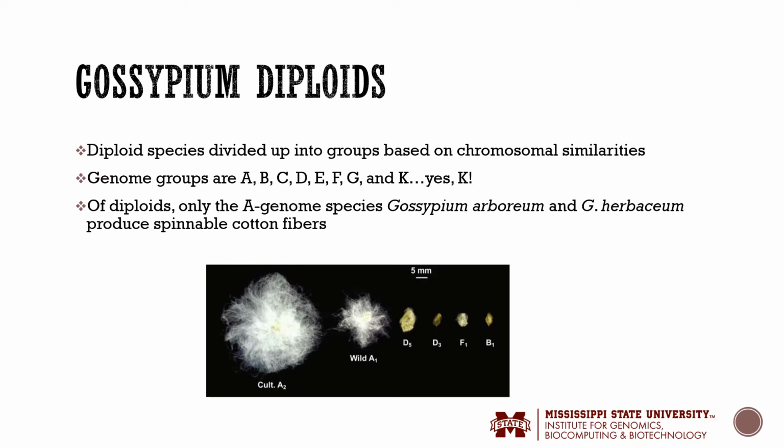Of diploids, only the A genome species, Gossypium arboreum and Gossypium herbaceum, produce spinnable cotton fibers. The figure at the bottom of the slide shows cultivated Gossypium arboreum and wild Gossypium herbaceum seeds with long white seed fibers, next to seeds from species representing other fiber-poor letter groups.